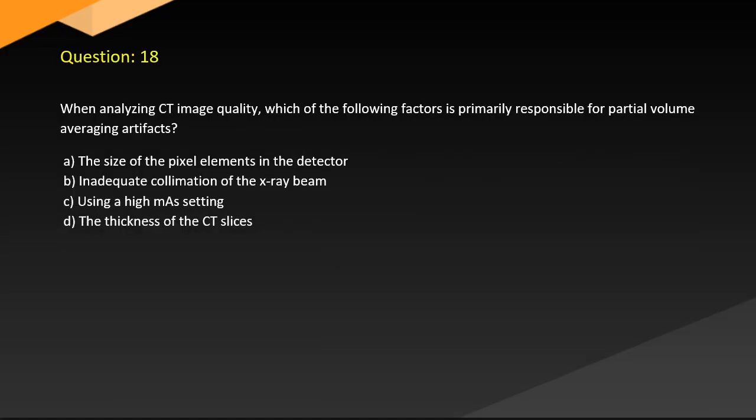Question 18. When analyzing CT image quality, which of the following factors is primarily responsible for partial volume averaging artifacts? A. The size of the pixel elements in the detector. B. Inadequate collimation of the X-ray beam. C. Using a high mAs setting. D. The thickness of the CT slices.